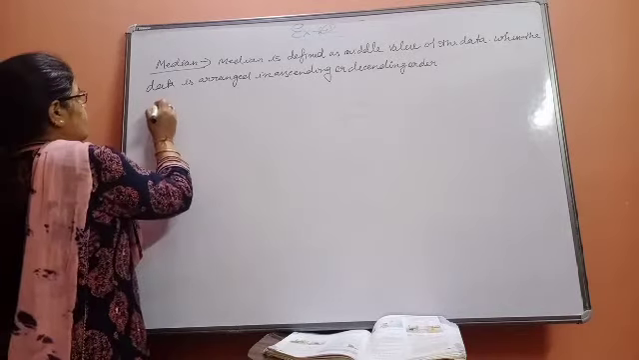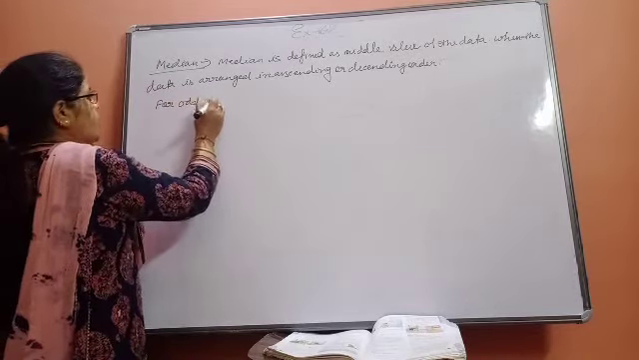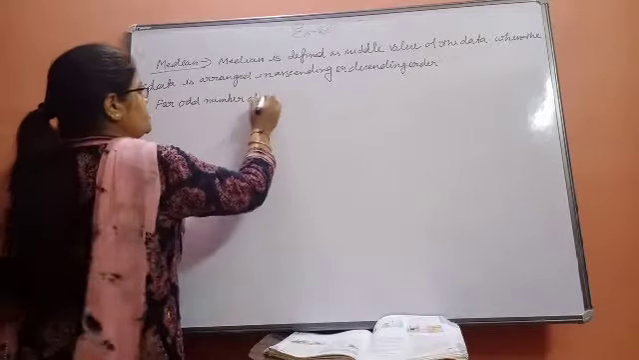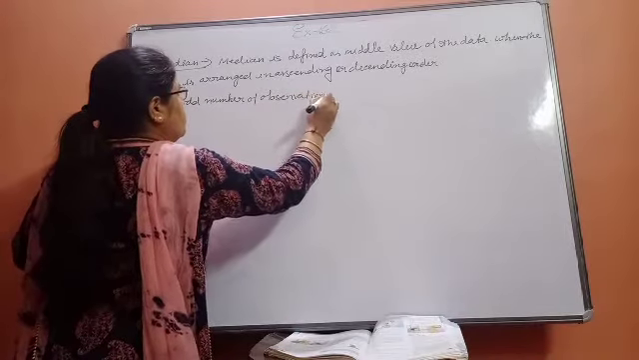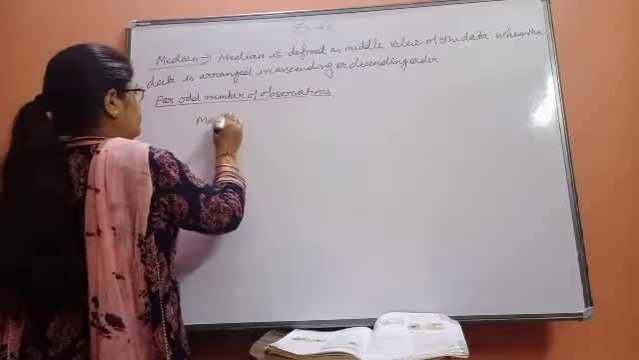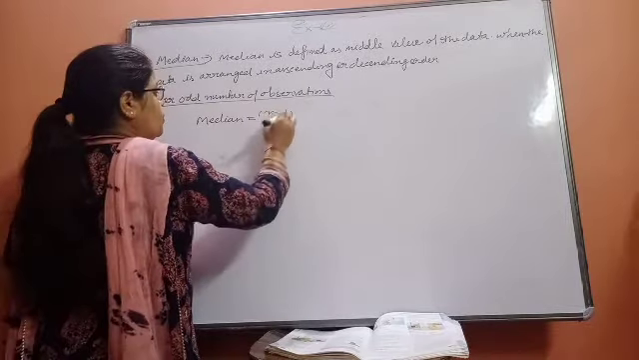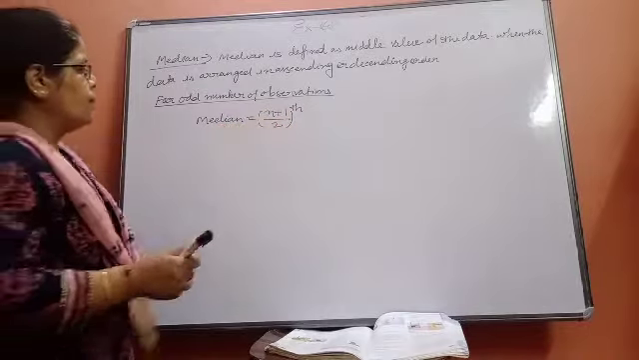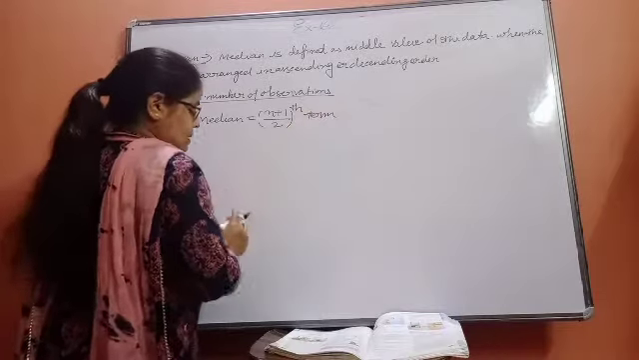Now see, there are two ways to find the median. First one is for an odd number of observations. If the observations are given in an odd number, at that time the median will be the (n plus 1) upon 2 th term. Here I have written th on the bracket. That th term will be the median.